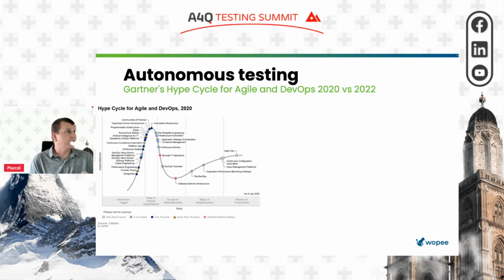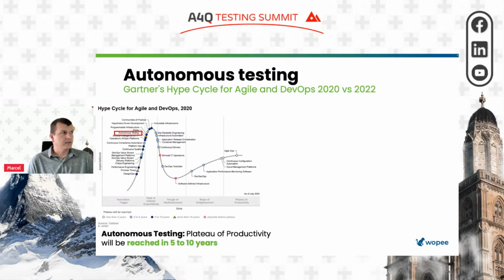And this is a hype cycle, which is basically reported by Gartner, which they published in 2020. And that's the hype cycle for Agile and DevOps. And autonomous testing is on the list. So Gartner thinks that if you practice Agile and DevOps, one of the topics you should deal with is autonomous testing.